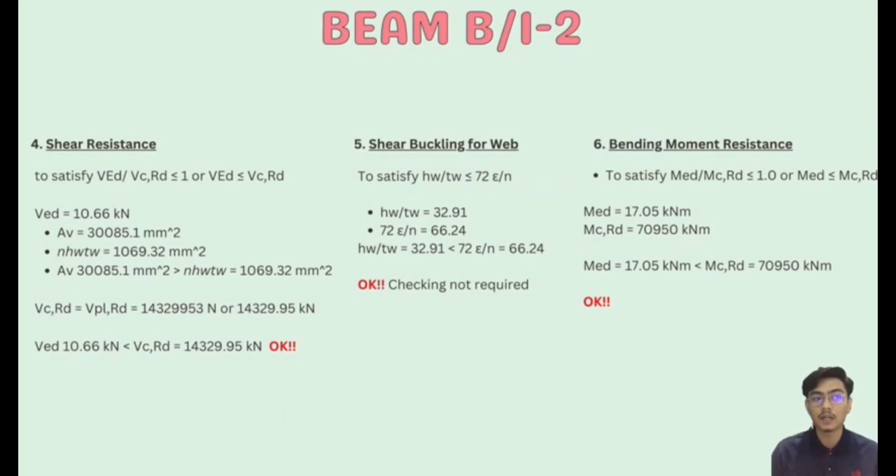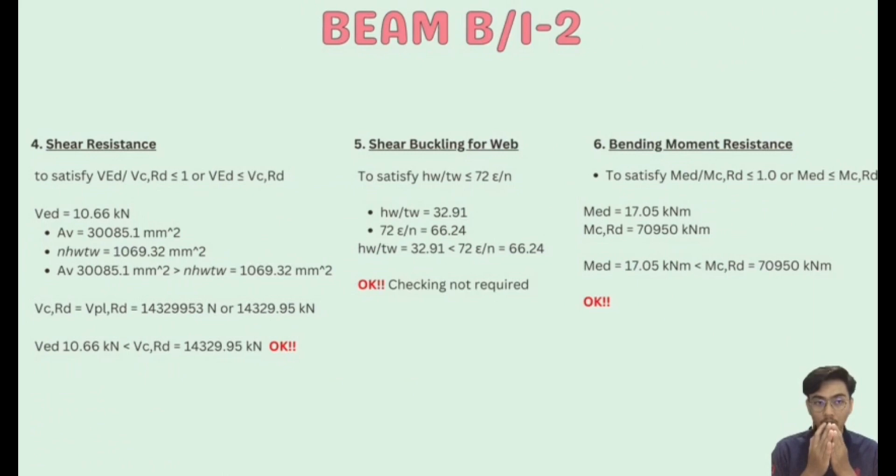For the VCRD equal to VPLRD is 14329.93 Newton, or 1432.95 kilonewton. That means VED 10.66 kilonewton is less than VCRD equal to 1432.95 kilonewton. That means it's okay.